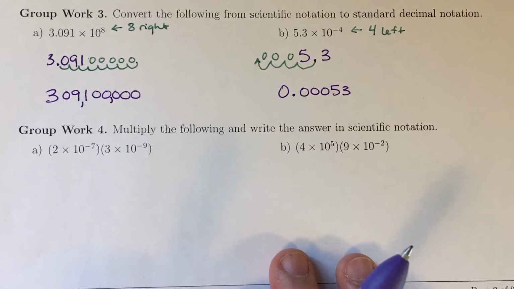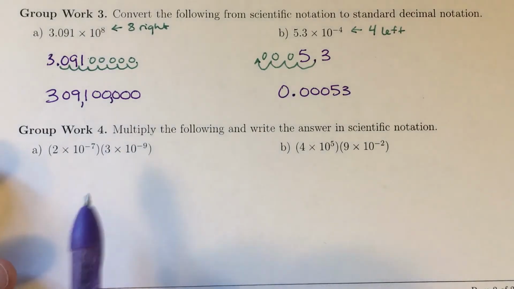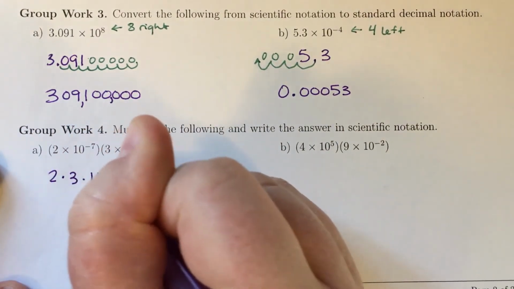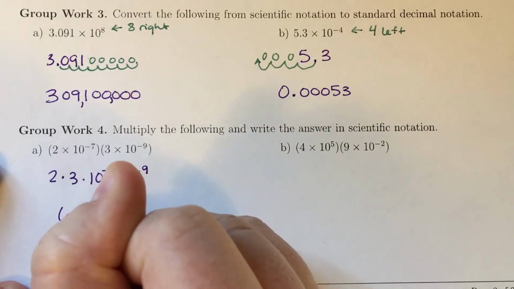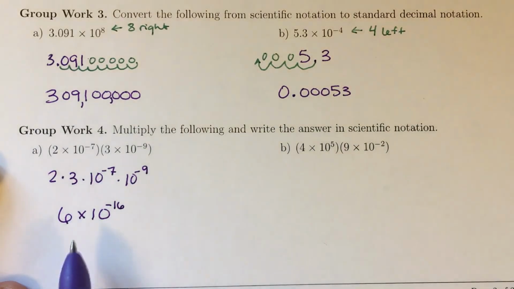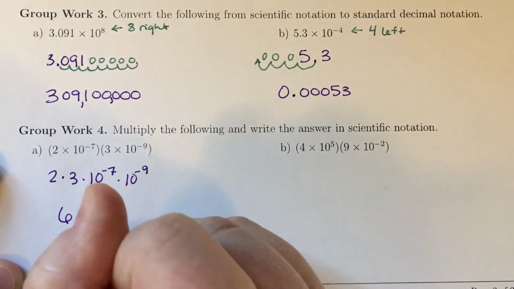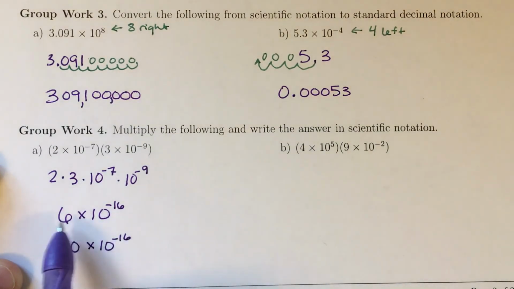All right, last ones, let's try multiplying. This one's actually not that bad because, remember, I'm just going to first rearrange these. 2 times 3 is just 6. And then if I add the exponents, I get negative 16. I don't need to adjust that at all. It's already in scientific notation. If it helps you to think about it, you can write it as 6.0, but that's totally optional. This is still scientific notation as well.